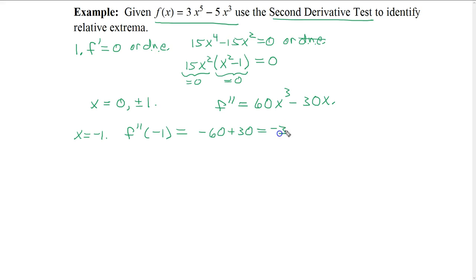And we get back negative 30, which is less than 0. So our graph is concave down at x equaling negative 1, and so therefore this is a relative maximum. So negative 1, f of negative 1, and let's see, putting negative 1 up here, we're going to get negative 3 minus negative 5, so that's going to be 2. So this is a relative max.